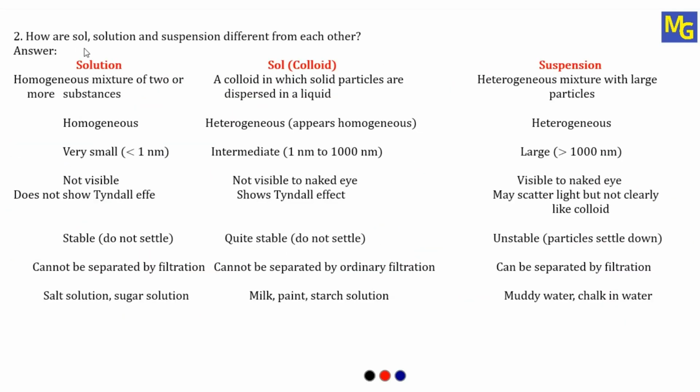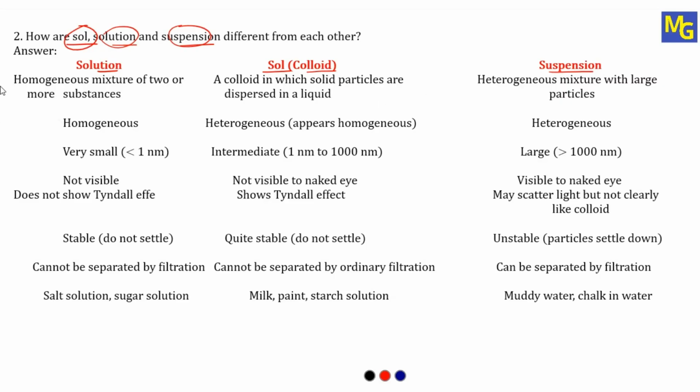Question number 2. How are solution and suspension different from each other? Here again we have to write the differences between solution and suspension. So start solving the answer. The first column I have written solution. The second column is sol, that is nothing but a colloid, a type of colloid. And the third column I have written suspension.